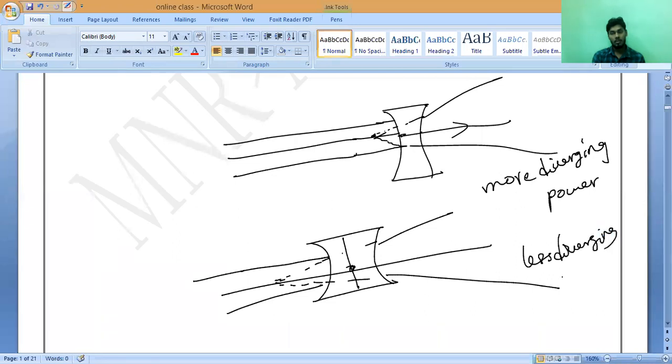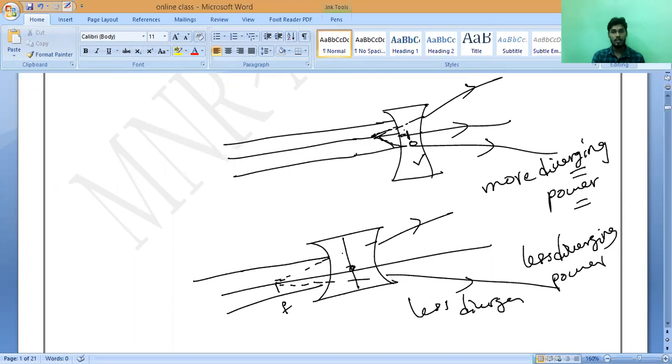First one, sir. Can you please teach this again, sir? So the refracted light rays, which will feel that they are coming closer to the optical center, means it is having more diverging power. If they are coming far away from the optical center, then they have less diverging power. That's all. Do you understand?